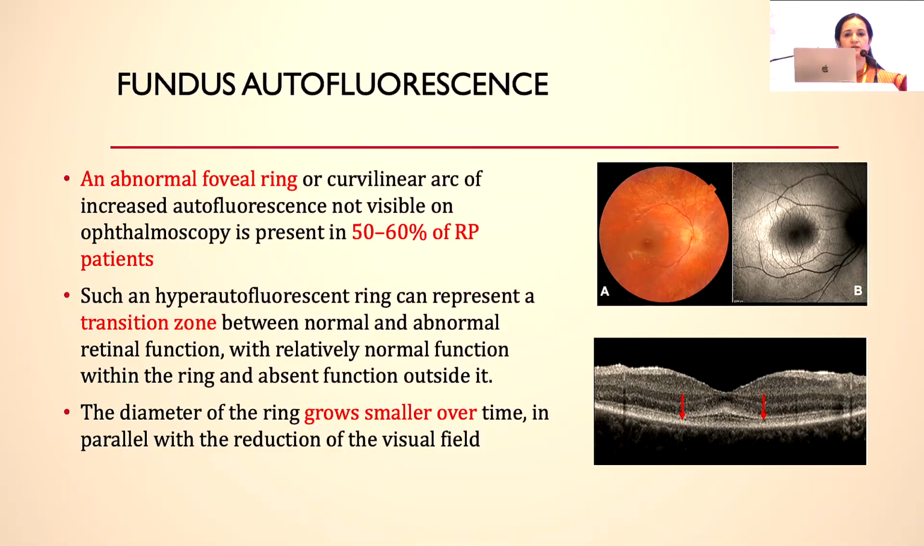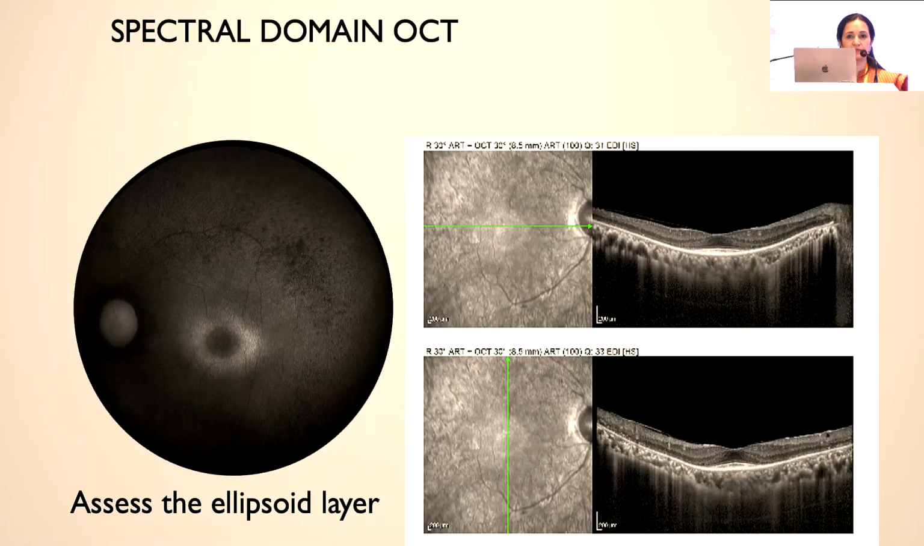So this is what you call the Robson sign or the Robson ring. As you see it increasing in size, this is what is seen in patients with cone dystrophy, and when you see it becoming smaller, you see this in cases of retinitis pigmentosa.